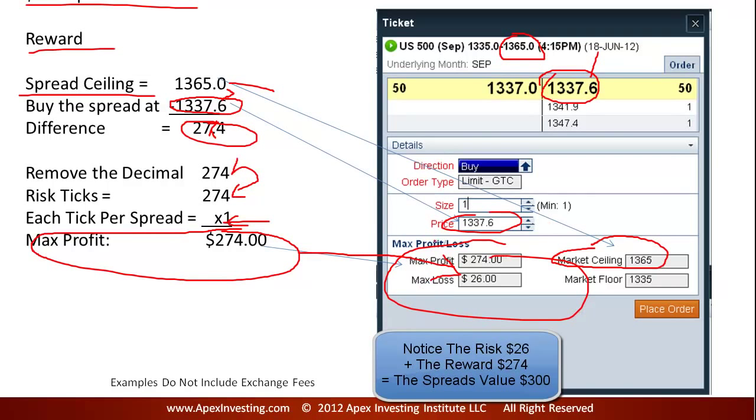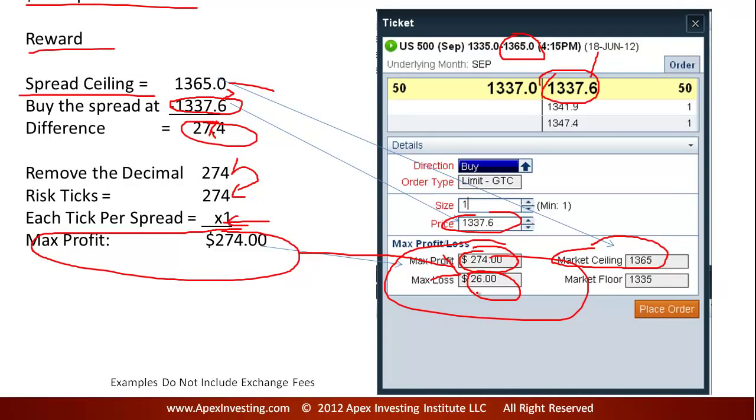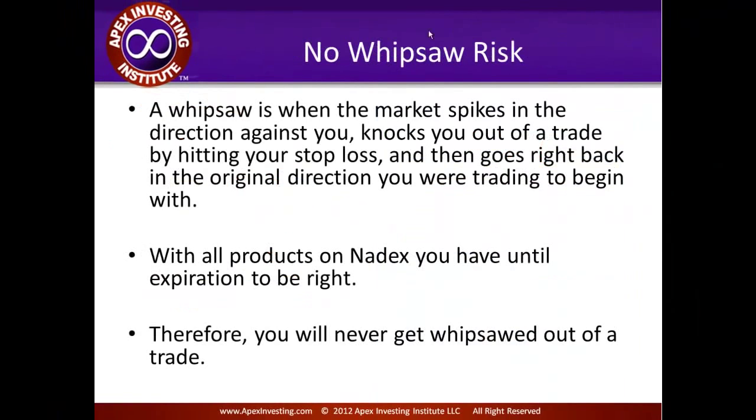So looking at this trade right here, you actually have the potential of a $274 profit with a risk of only $26. So you've got a 1 to 10 risk reward ratio, meaning you can make over $10 for every $1 at risk. Now, this is the key concept that helps you understand the true value in Nadex spreads.